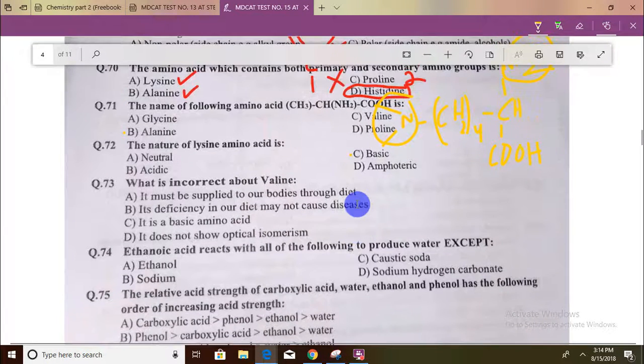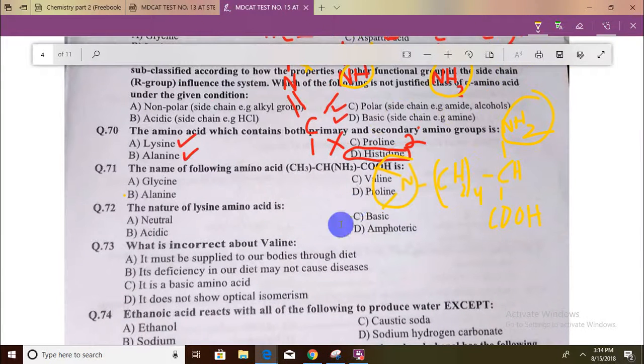Now that is questionable. I do believe it shows optical isomerism. So this is a bit iffy. It's definitely basic. It's definitely essential. So it must be supplied to our body through the diet. Its deficiency in our diet may not cause disease. This is definitely wrong, but this is also kind of questionable. I think there is this over here. There is this misprint.